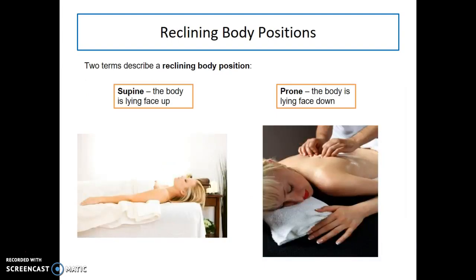When we're looking at specific terms, first, two terms when the body is reclining. Supine will be face up, and prone is lying face down.